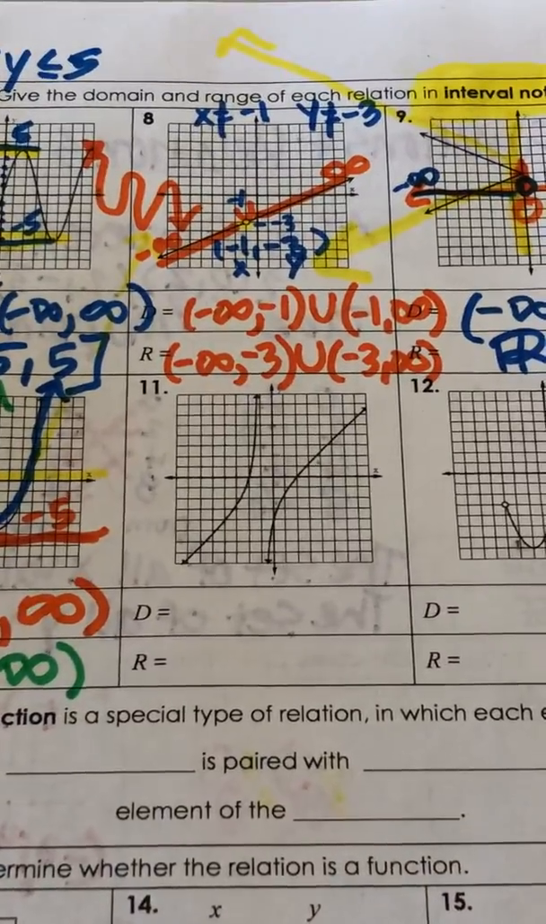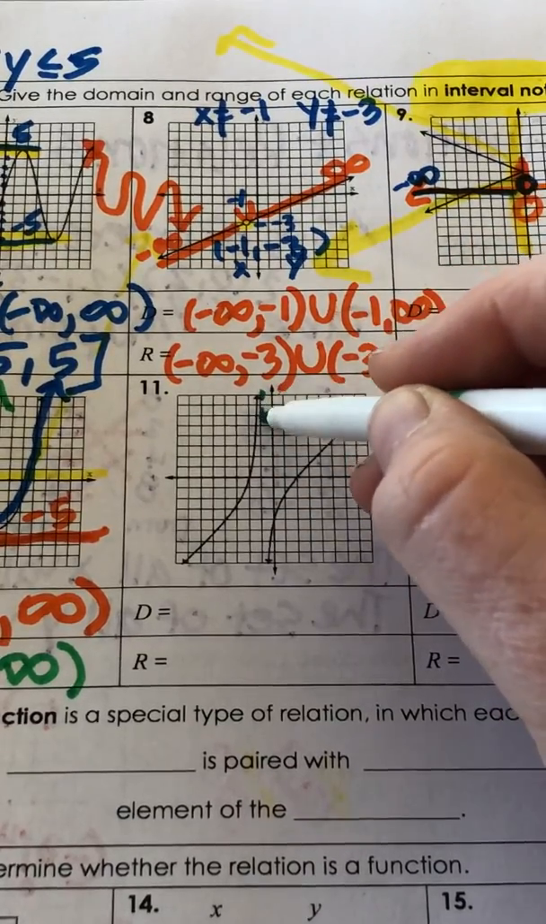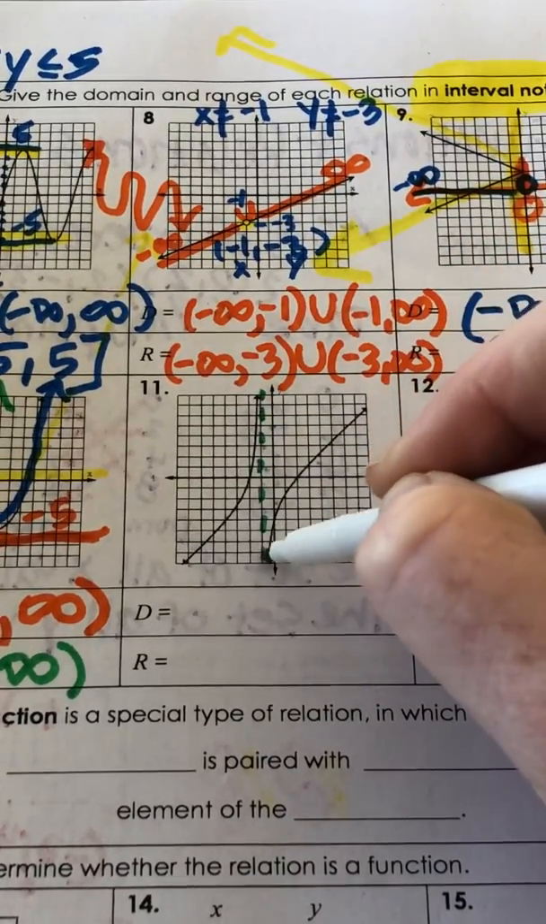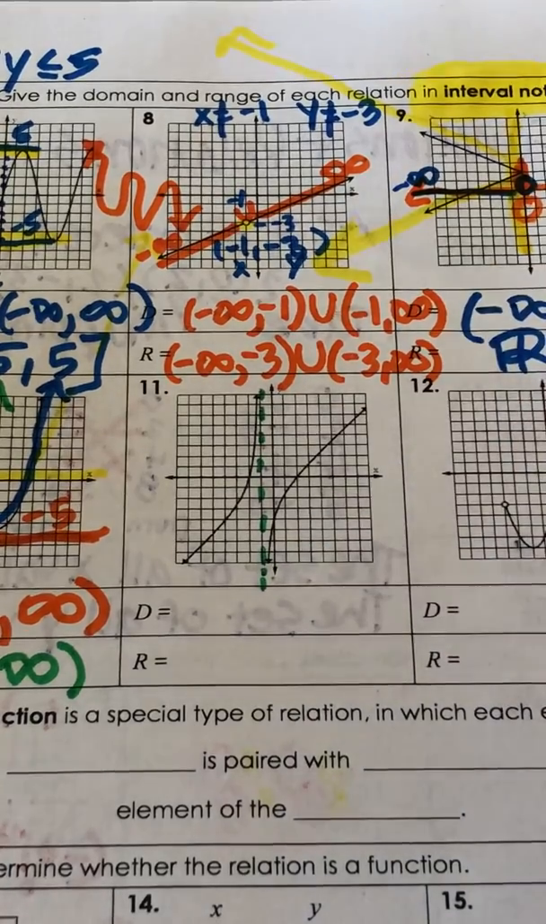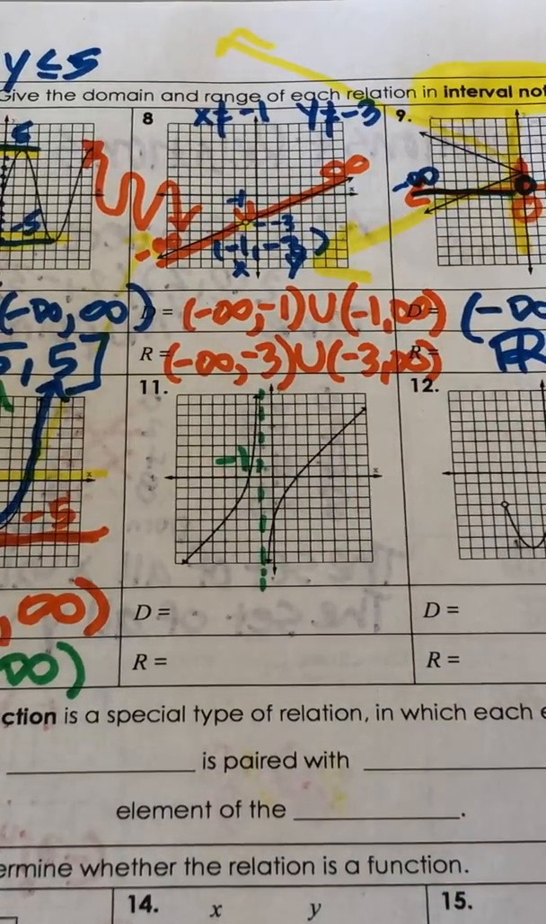All right, number 11. So again, we have an asymptote. As you can see, these are approaching -1, but they're not quite getting there. And in this case, they're approaching -1 on x. Okay, so that's going to affect our domain.